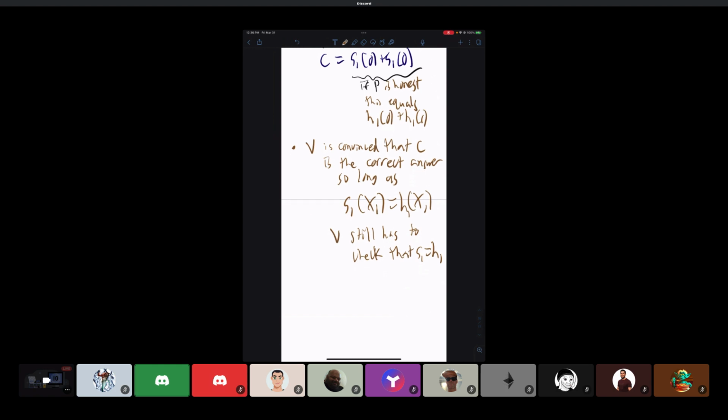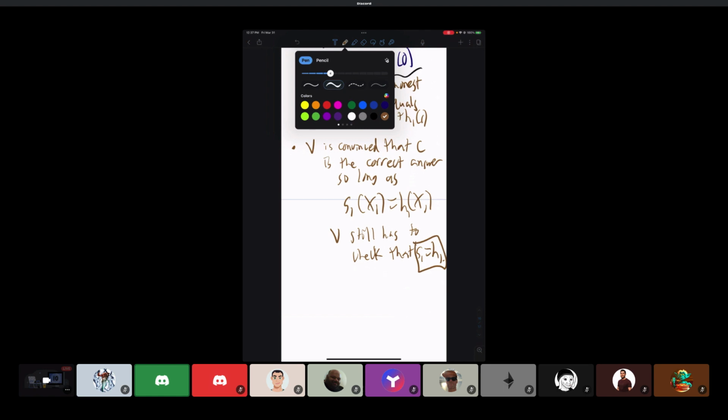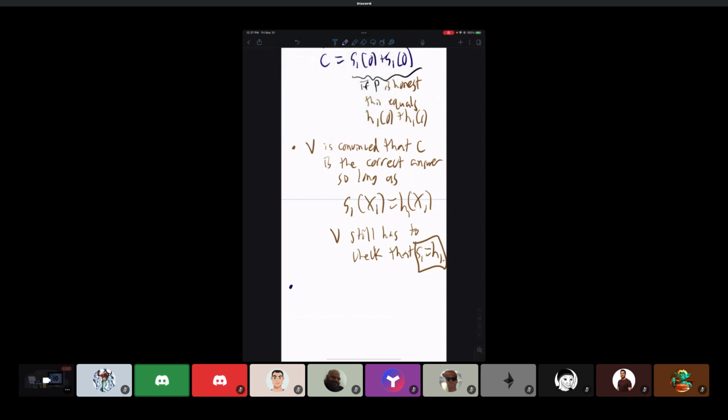Okay, so the question is, conceptually at this point in the protocol, checking the correctness of the prover's original claim has been reduced to checking that S1 equals what it should be, namely H1. How does the verifier do that? And now we're back to describing how the protocol proceeds. So let me switch back to blue.